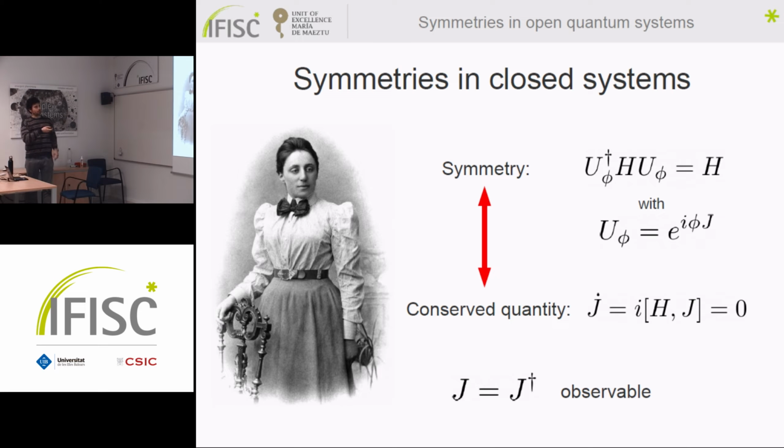So, symmetries in closed systems. As you may remember, there is this very famous Noether's theorem that connects a symmetry and a conserved quantity in classical physics. Now I'm using the language of quantum mechanics, but it's the same in classical physics. What is a symmetry? It's a one-parameter group of unitary transformations. J is an observable, something that we can measure. And a symmetry is the fact that we can transform the Hamiltonian with this transformation and still get the same Hamiltonian.